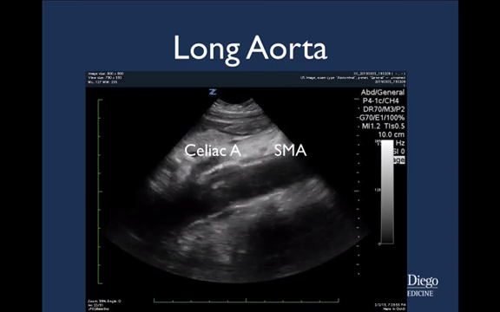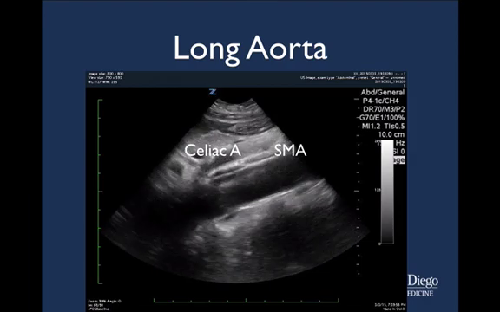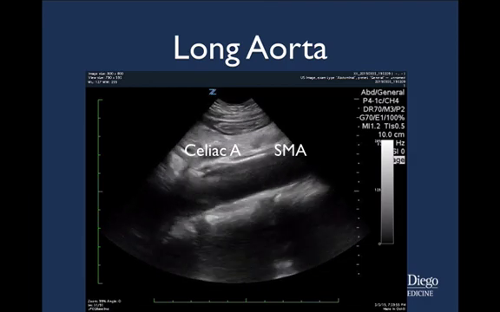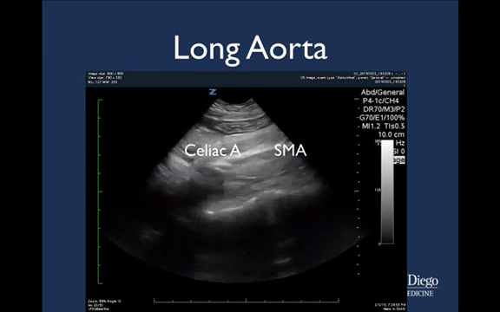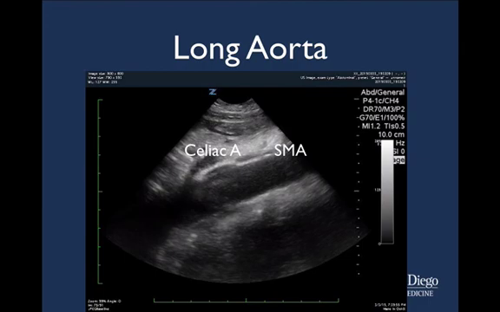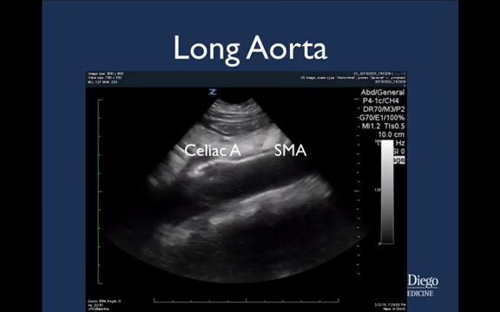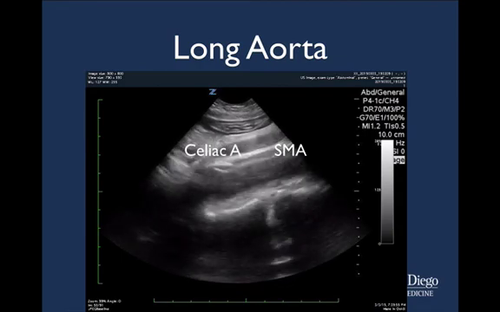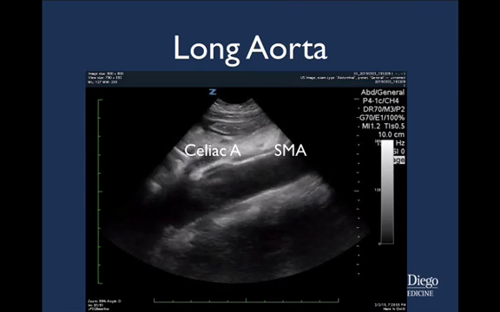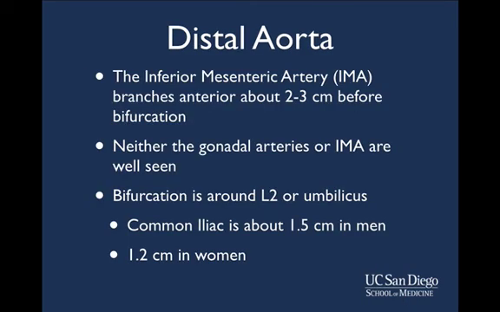The long view of the aorta shows us the celiac artery as the first abdominal branch of the aorta, and the superior mesenteric artery, which branches 1 to 2 centimeters below the celiac artery. Posteriorly, we may see the renal veins and the renal artery. In the distal aorta, the inferior mesenteric artery branches anterior about 2 to 3 centimeters before the bifurcation. Neither the gonadal arteries nor the inferior mesenteric artery in the distal aorta are well seen with ultrasound.